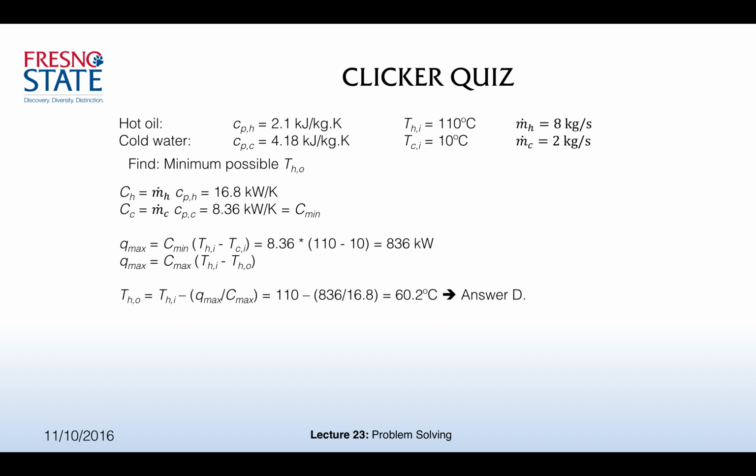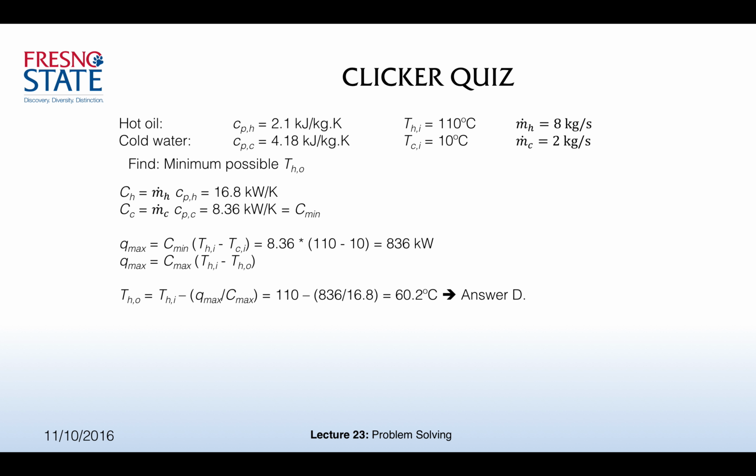So for our hot oil, we have CP hot, 2.1 kilojoules per kilogram Kelvin, T hot at the inlet, 110 degrees Celsius, m dot H, or m dot hot, is 8 kilograms per second. But for the cold fluid, cold water, I have CP cold, 4.18 kilojoules per kilogram Kelvin. T cold in is 10 degrees Celsius. m dot cold is 2 kilograms per second. That's the information I have, and I would need to use this information to find the minimum possible T hot out.